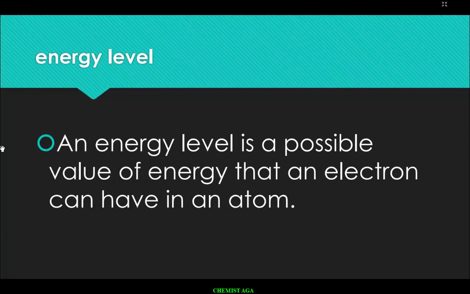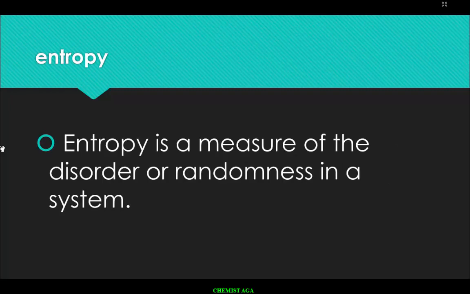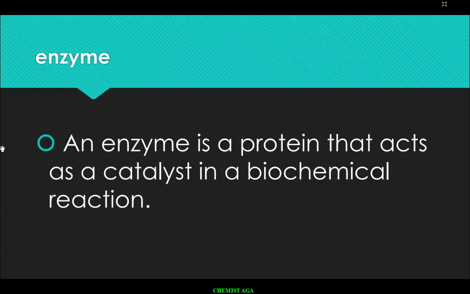Energy level. An energy level is a possible value of energy that an electron can have in an atom. Enthalpy. Enthalpy is a measure of the amount of energy in a system. Entropy. Entropy is a measure of the disorder or randomness in a system. Enzyme. An enzyme is a protein that acts as a catalyst in a biochemical reaction.